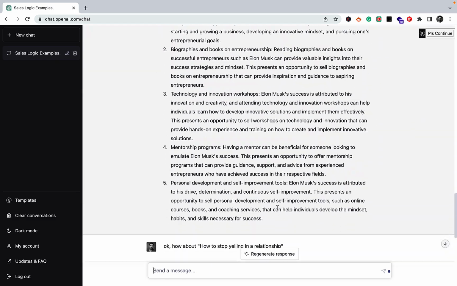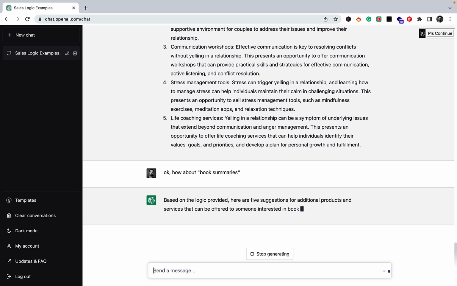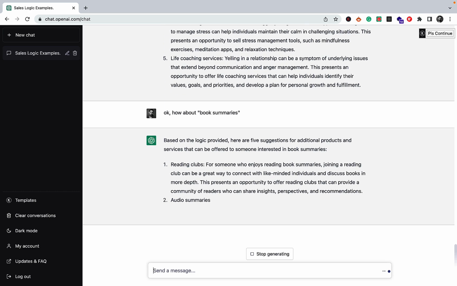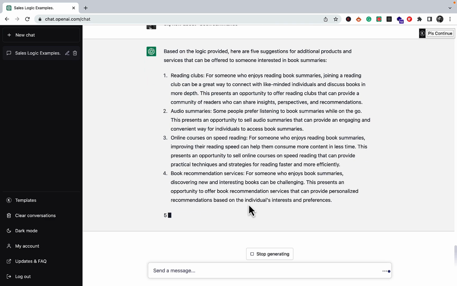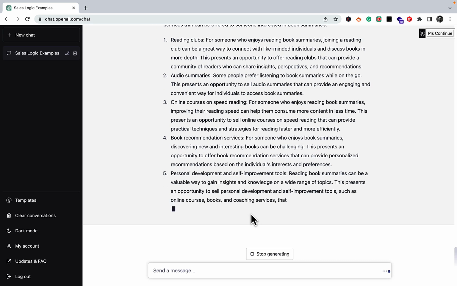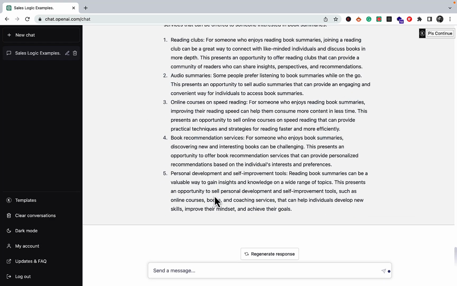Okay, what about this one? Actually, I just thought about it, and I used to be in that niche also. How about book summaries? Book summaries, reading clubs, audio summaries, so Audible. Online courses on speed reading, interesting. Book recommendation services. Oh, that's actually quite interesting. Personal development and self-improvement book tools. Here I did not specify what books I'm talking about, but if it's books about self-development, you can offer personal development and self-development tools.